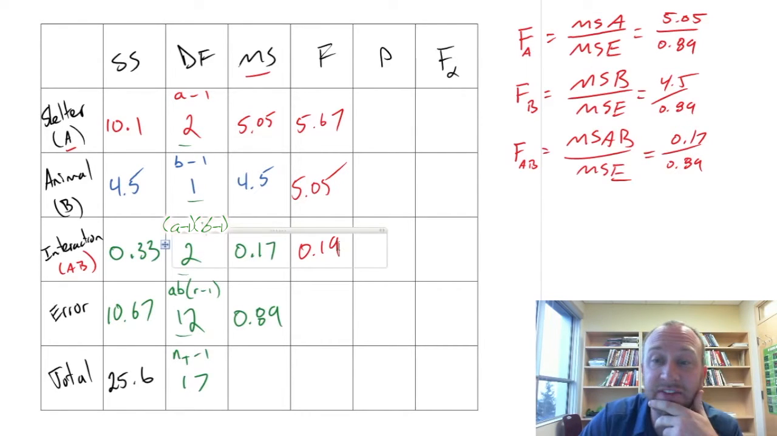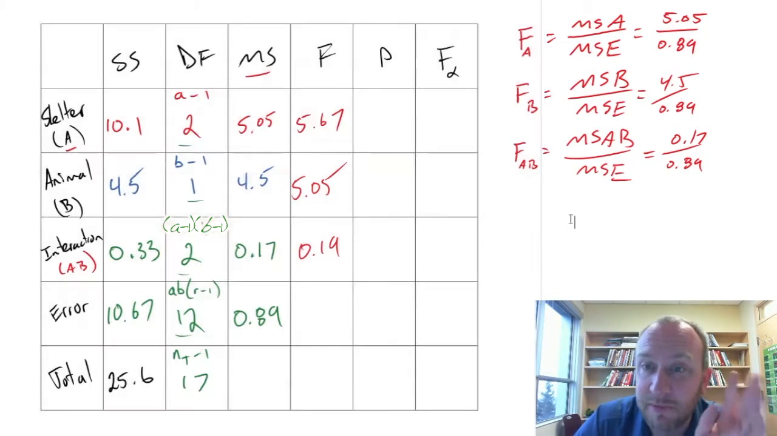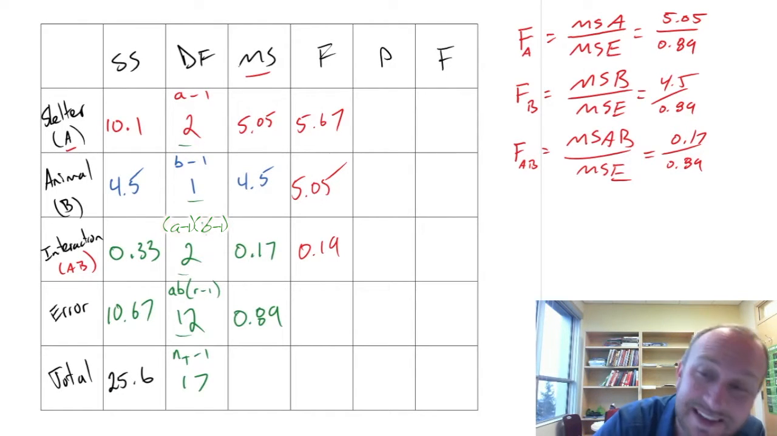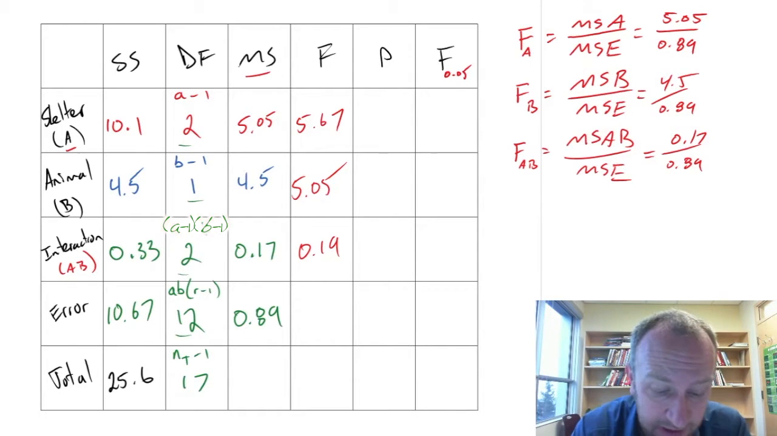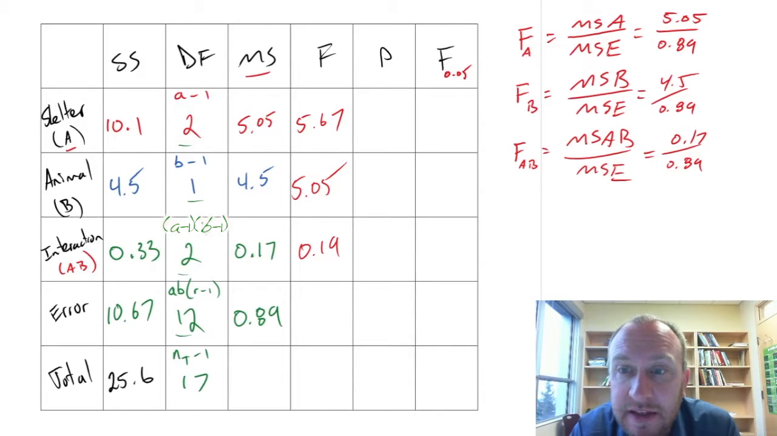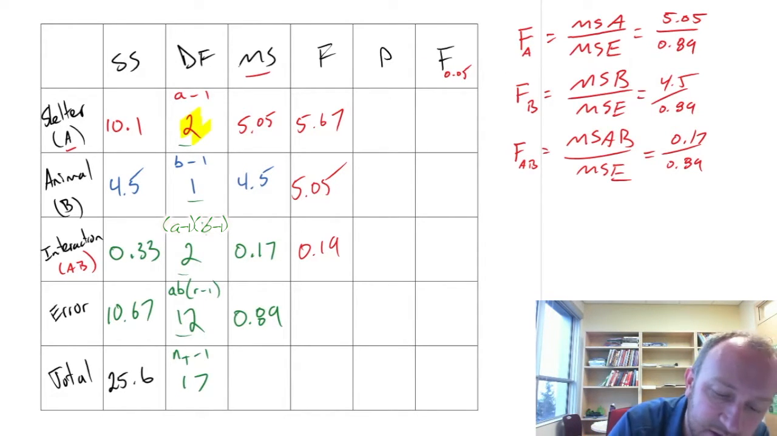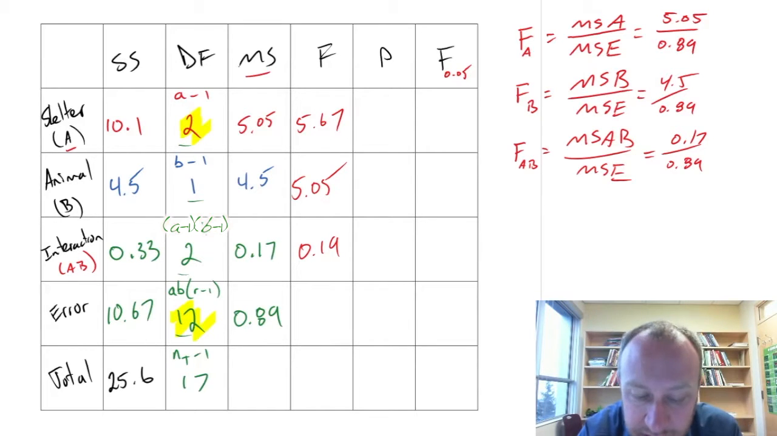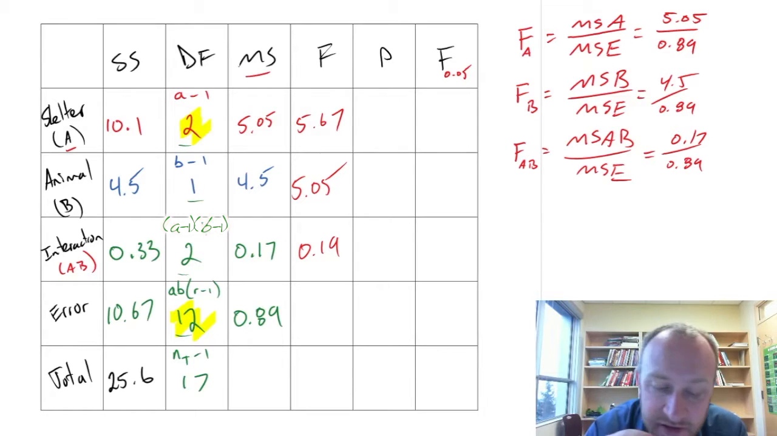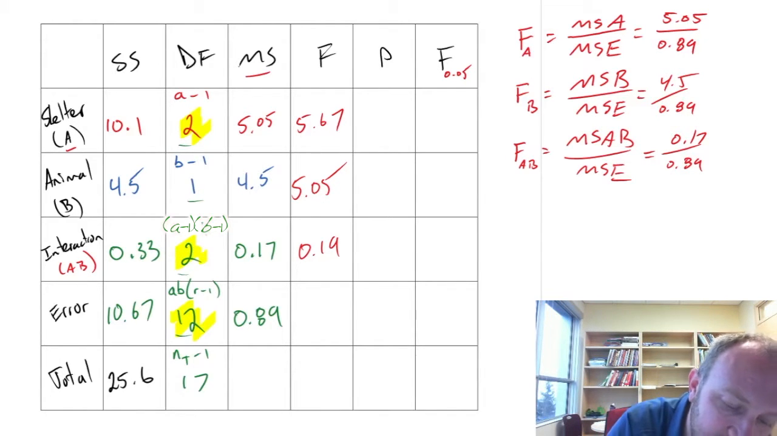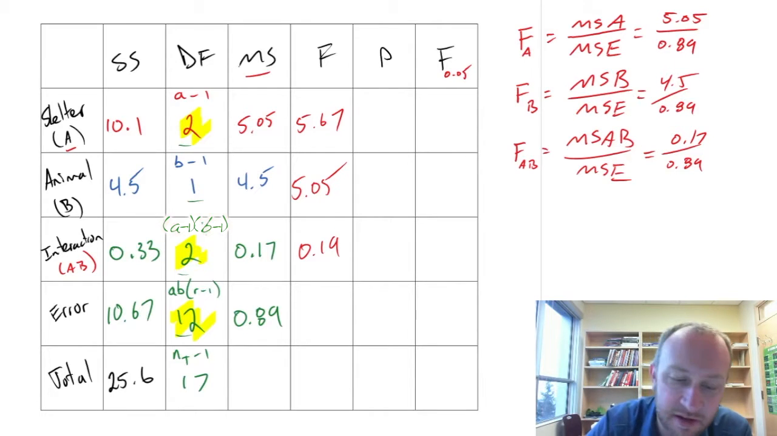Okay, so now we have our 3 test statistics, and now we need 3 p-values and 3 critical values. Let's get the critical values first. We'll do all of these tests at the 0.05 level of significance. Now 2 of our critical values will be the same, but one's going to be different. The critical value on the test across shelters has 2 degrees of freedom in the numerator, 12 degrees of freedom in the denominator. That's going to be the same as the critical value for interaction, which has 2 degrees of freedom in the numerator and always 12 in the denominator.